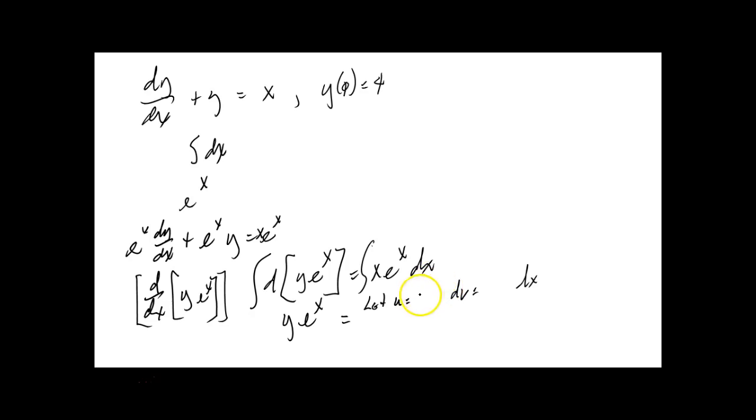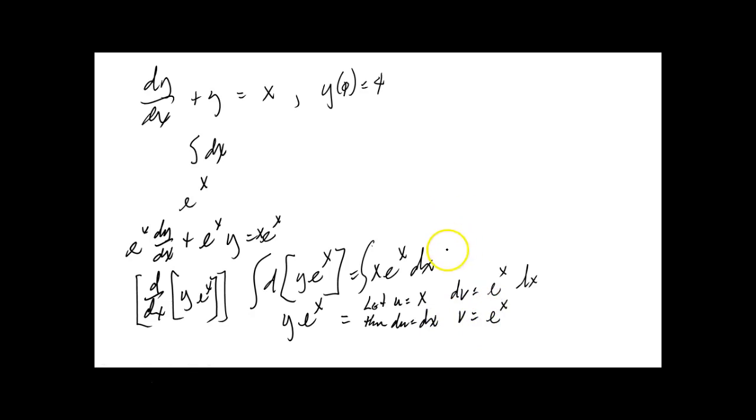Let u equal x. Is that what you said? I said dv is dx. Oh, no, the dx is with that, but dv is e to the x dx. That's what I meant. All right. Then du is equal to dx, and v is equal to e to the x. Hey, that's working out pretty nice.